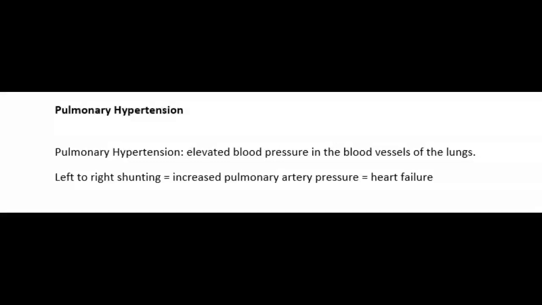This recording will go over pulmonary hypertension and cyanosis. Pulmonary hypertension is elevated blood pressure in the blood vessels of the lungs. Initially, infants with significant left to right shunting defect have reversible pulmonary vasoconstriction and increased pulmonary blood flow that causes elevated pulmonary artery pressure.